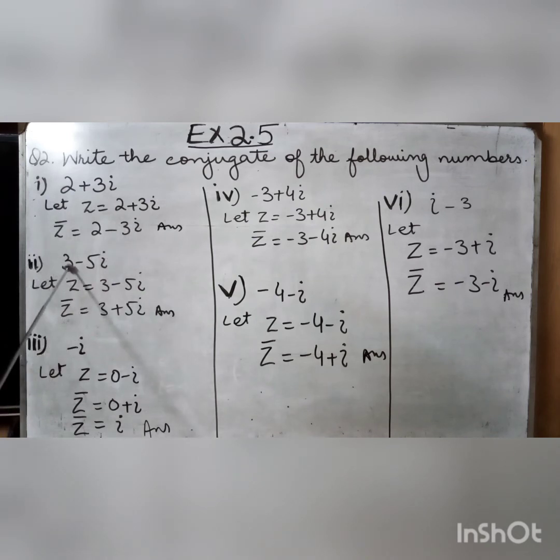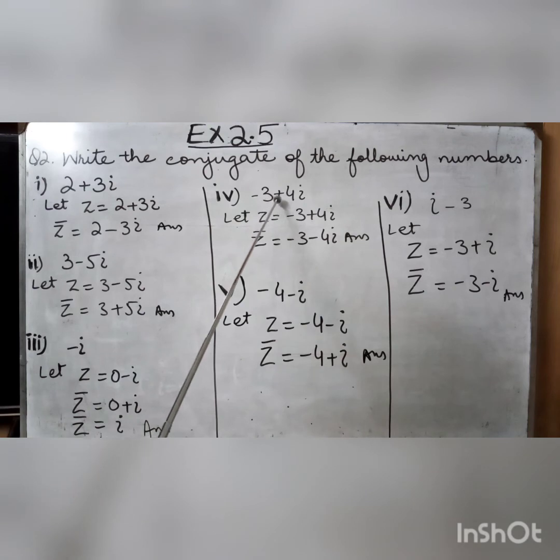Second part, 3 minus 5 iota. Let z is equal to 3 minus 5 iota. Conjugate, that is z bar, is equal to 3 plus 5 iota. It changes the sign of imaginary part. Third part is minus iota. Let z is equal to 0 minus iota. Z bar, which is the conjugate of z, is 0 plus iota, that is iota.